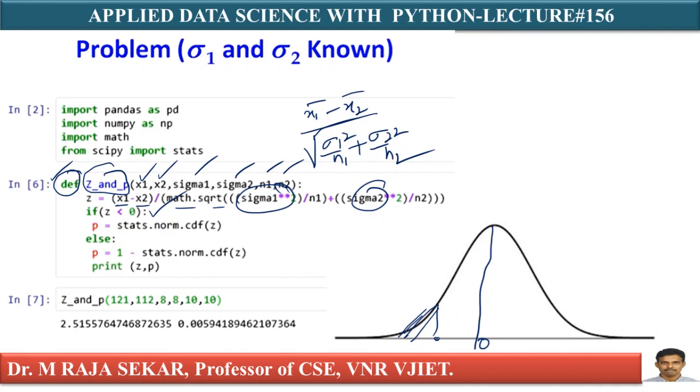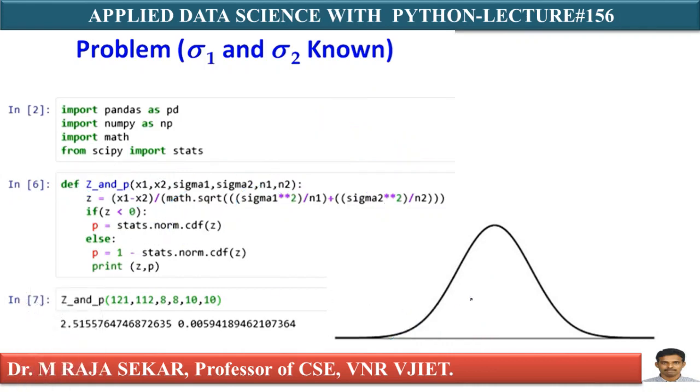If I have the z value, how can I calculate the p value? This area, isn't it? That is stats.norm.cdf, where CDF means cumulative distribution function. Else, if it is on the right side of 0, where z equals 0, I must subtract from 1, 1 minus stats.norm.cdf. I already explained what 1 minus is. That splitting point you will get, isn't it? Therefore, I am printing z as well as p.